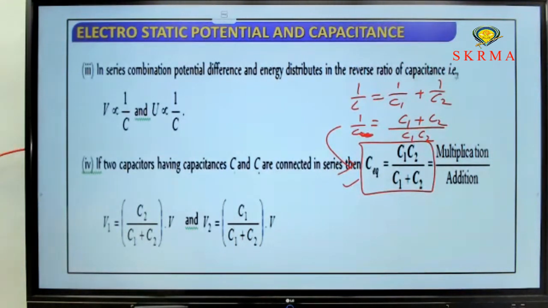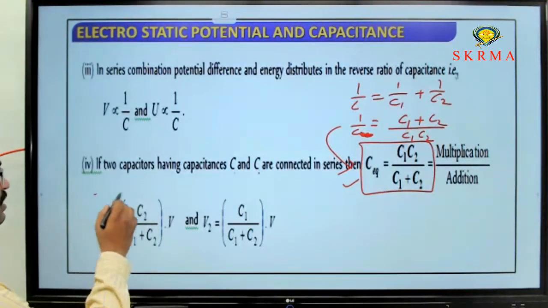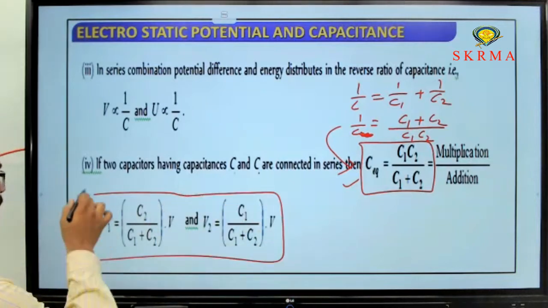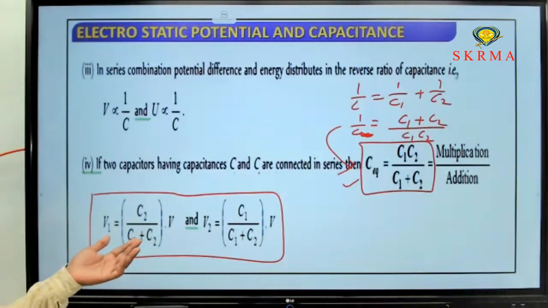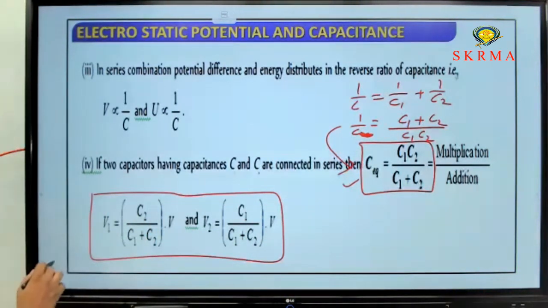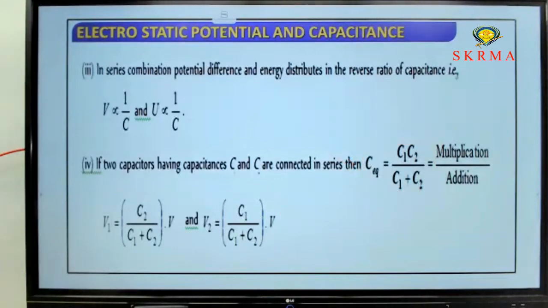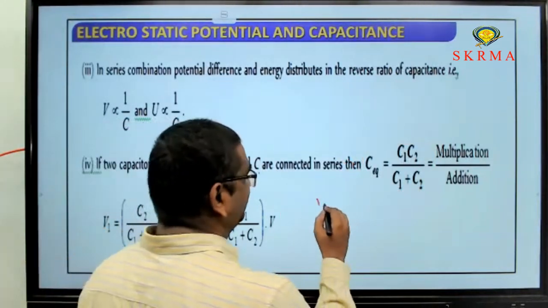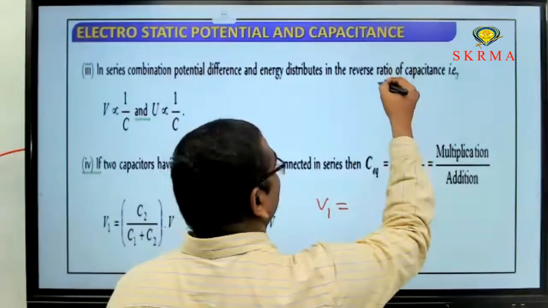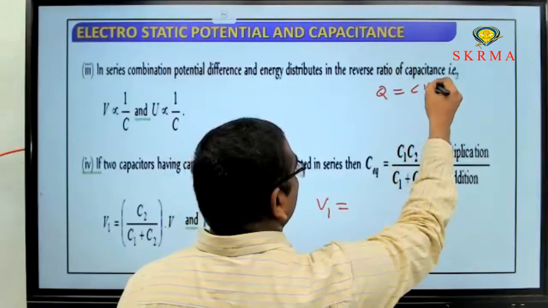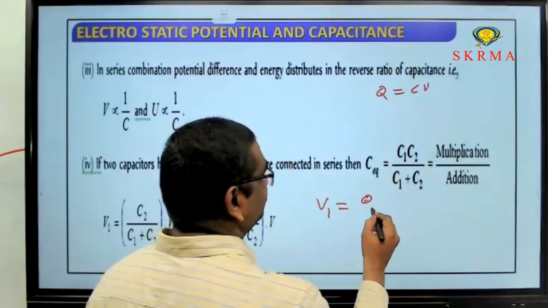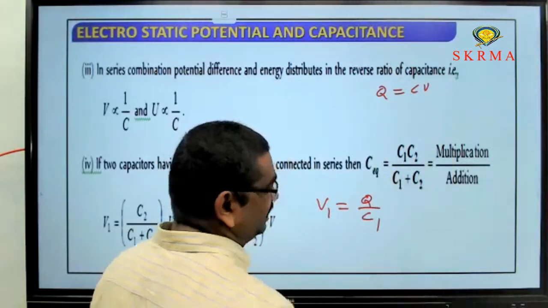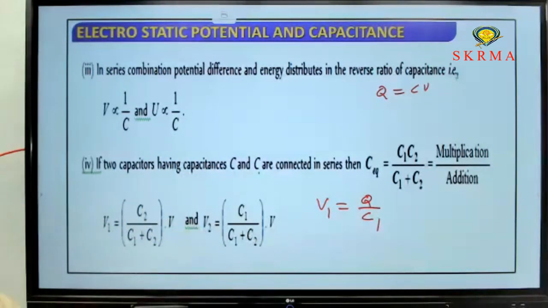Now, what about the potential difference across each capacitor? Potential difference across each capacitor is given by these two equations. Potential difference across the first capacitor, how are you going to solve this? Let it be V1. What is the formula for V? From the basic equation Q equal to CV, that is Q by C1. Just substitute the Q value, then you will get this.